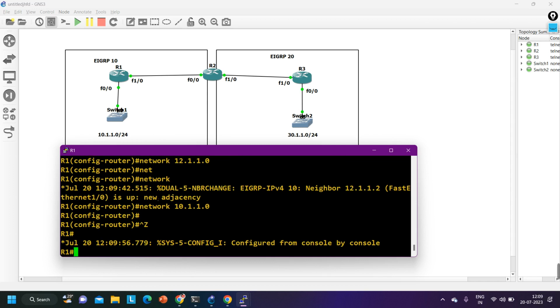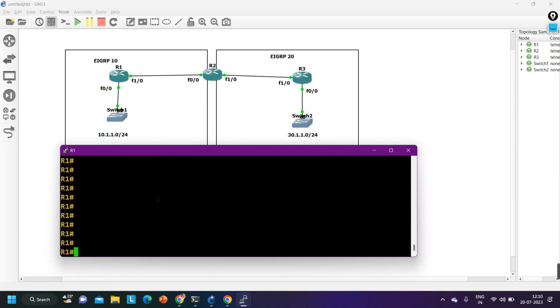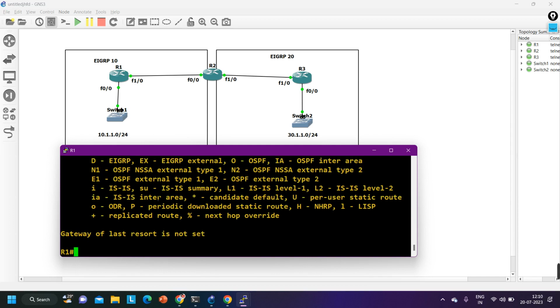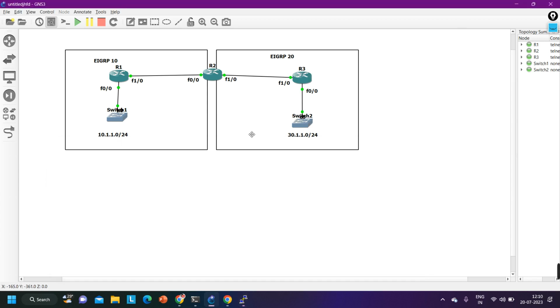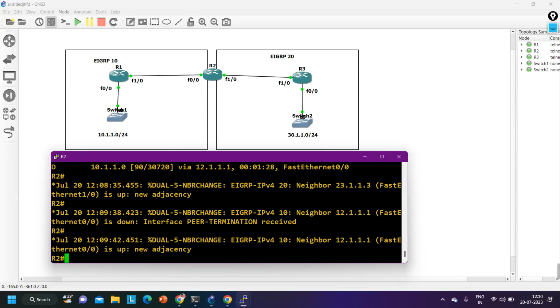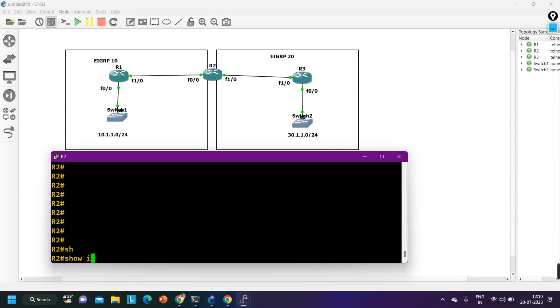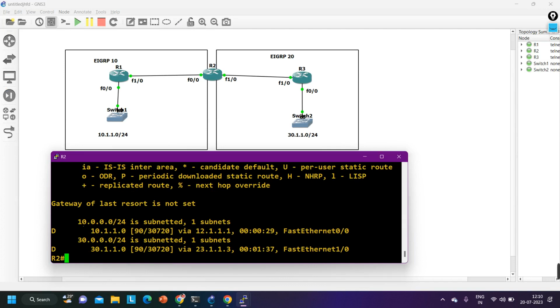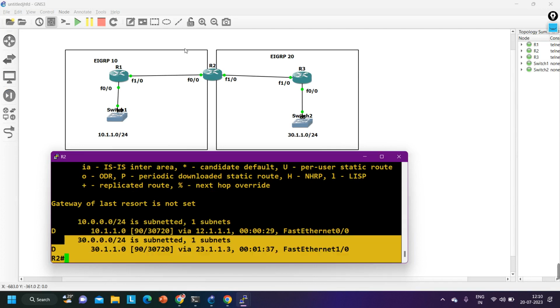Okay, got it. Thank you. And show IP route EIGRP. This router is also not receiving the 30 prefix, which is connected on router number 3. But on router number 2, if you check the routing table with show IP route EIGRP, it is receiving both 10 as well as 30 because router 2 is the border router. Yes or no?